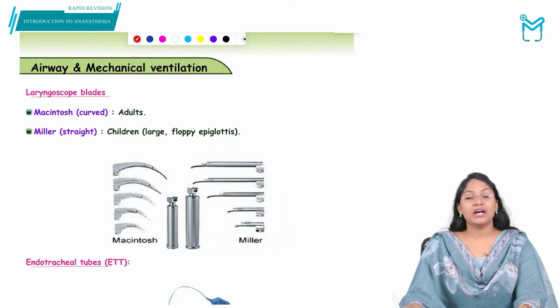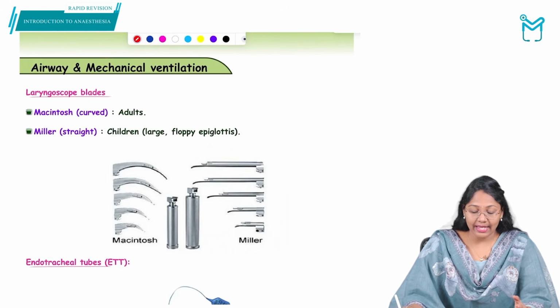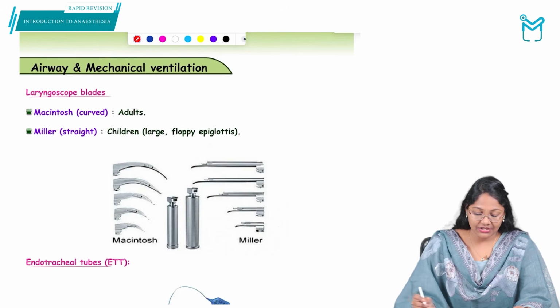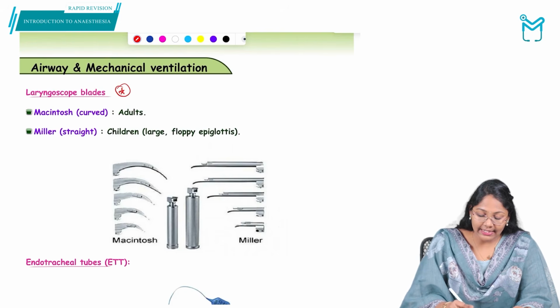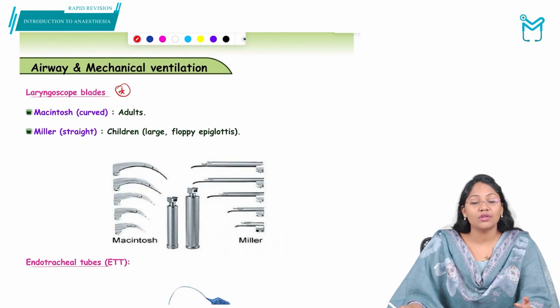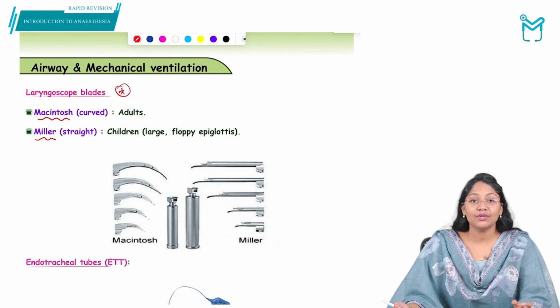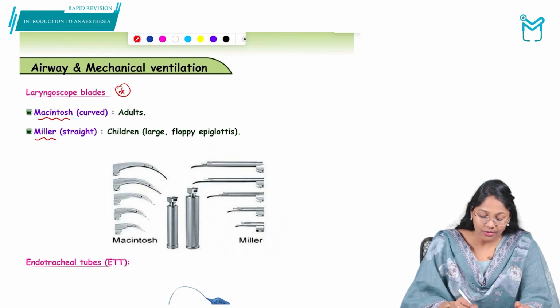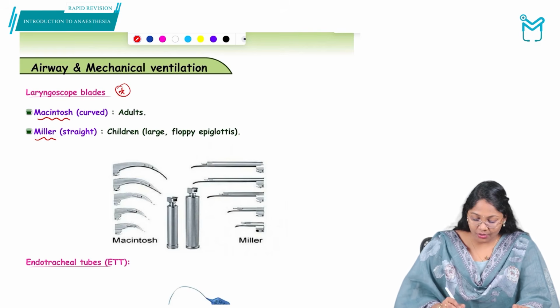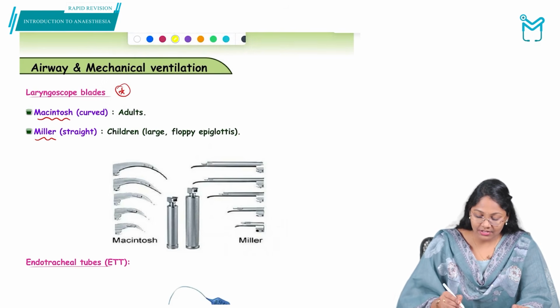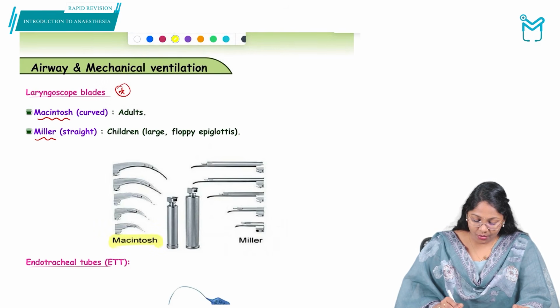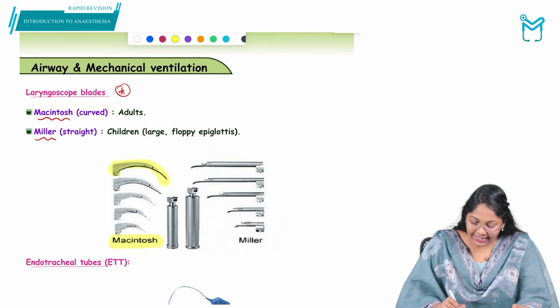Now let's get into the next topic, which is airway as well as mechanical ventilation. How do we ventilate the patient? The first thing we are going to talk about is laryngoscope blades. We do have many types of laryngoscope, but let me tell you the most important ones which we use. Those are Macintosh. If you can see in the image, this is the Macintosh curved blade, which is used in adults because it is curved.